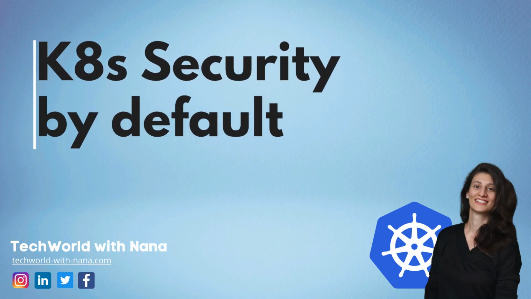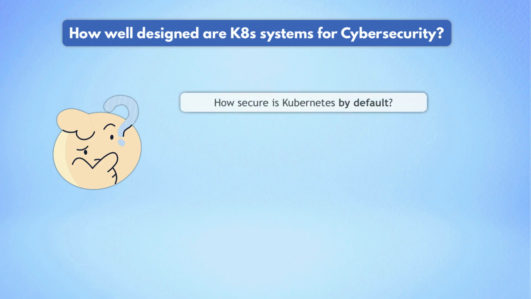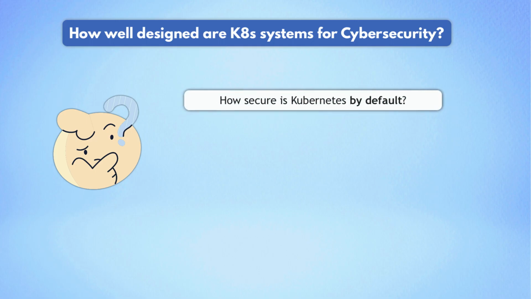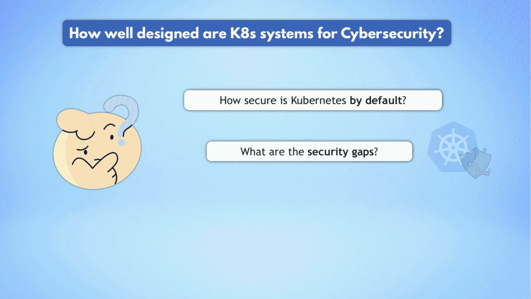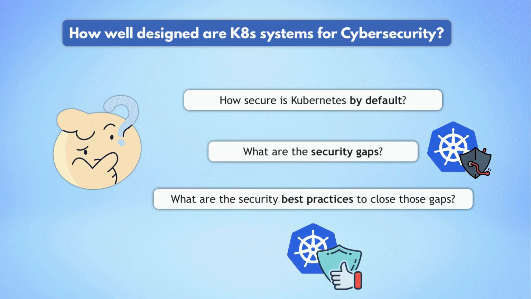So the question is, how secure is Kubernetes by default? So if I don't do anything explicitly and take the defaults, what is my security status? So what are we starting from? And what are the vulnerabilities or security gaps that we have in Kubernetes? And what are the security best practices to protect and close those gaps in Kubernetes to secure our systems?